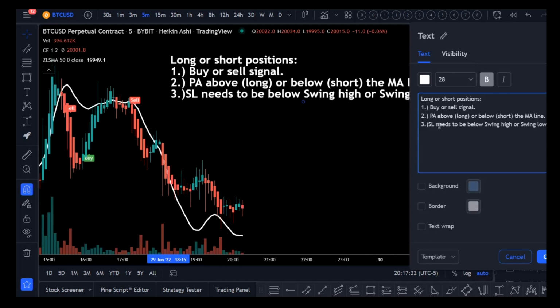Okay, and our exit, this is super simple, is going to be when price action flips or crosses the MA line. Price crosses the MA line. I'm going to show you exactly how that looks, okay?